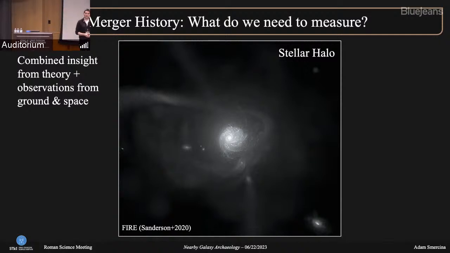the stellar halos of galaxies as a central prediction of lambda CDM. As galaxies merge and larger galaxies accrete smaller galaxies, they form these diffuse and structured stellar halos, like you see here from the FIRE simulation.